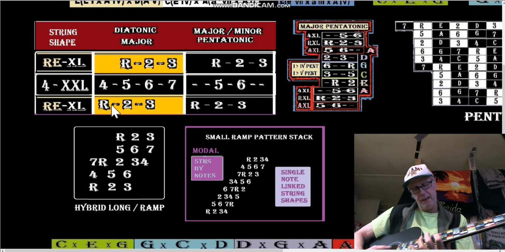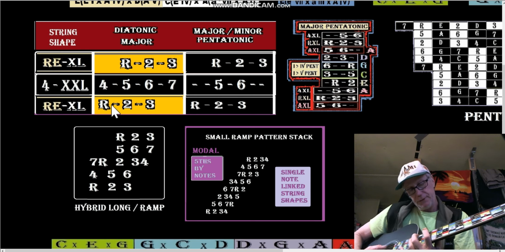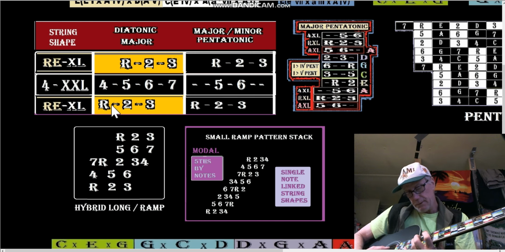Now from here, you got to get used to this whole step here. This half step, actually. It's a half step because remember, this is a perfect fourth.